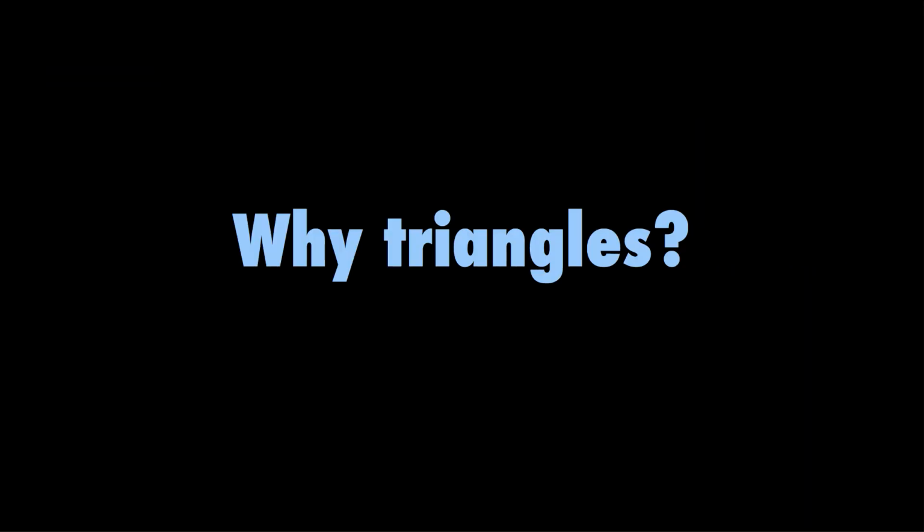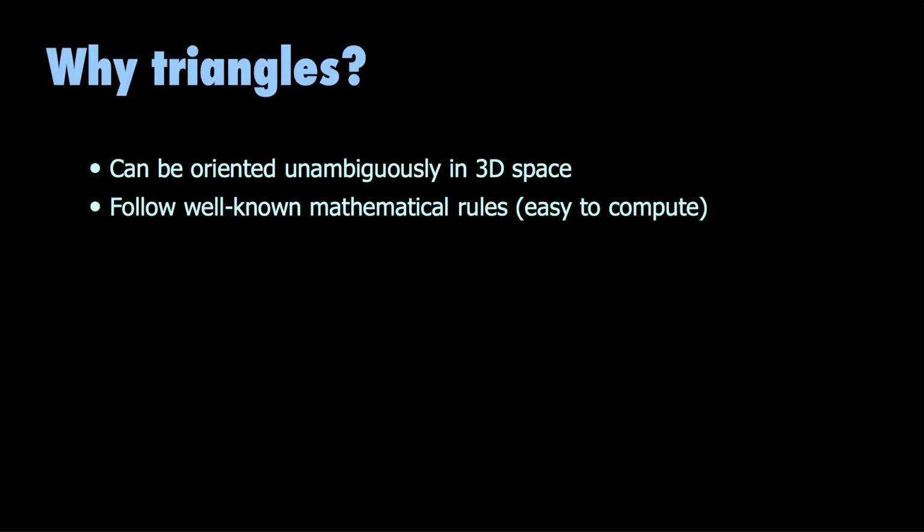As you might have noticed, the meshes we've examined so far exclusively consisted of triangles. There are some good reasons for that. A triangle is the only geometric shape that can be unambiguously oriented in 3D space. Triangles follow well-known and partially unique mathematical rules and are therefore easy to compute efficiently.